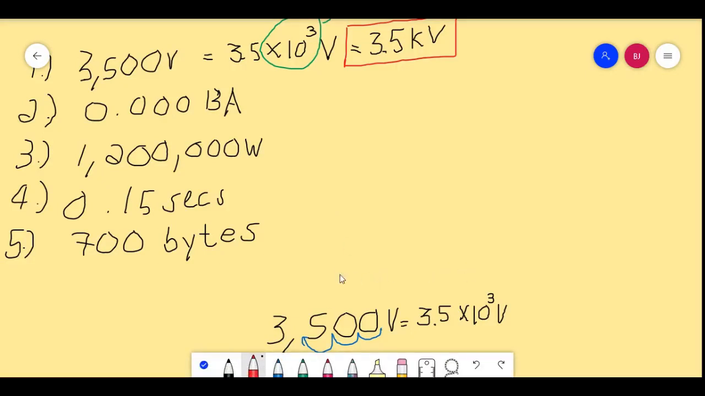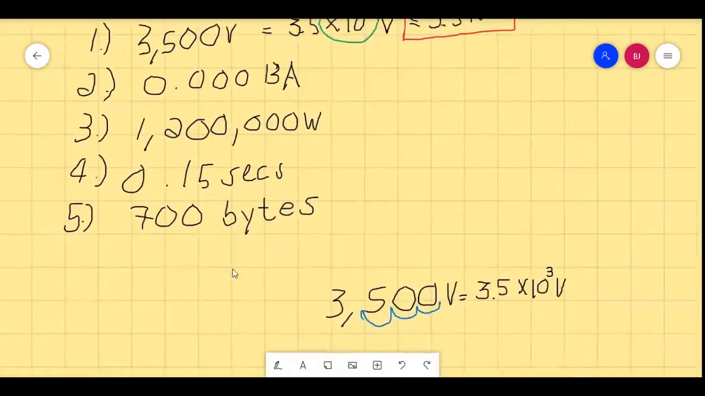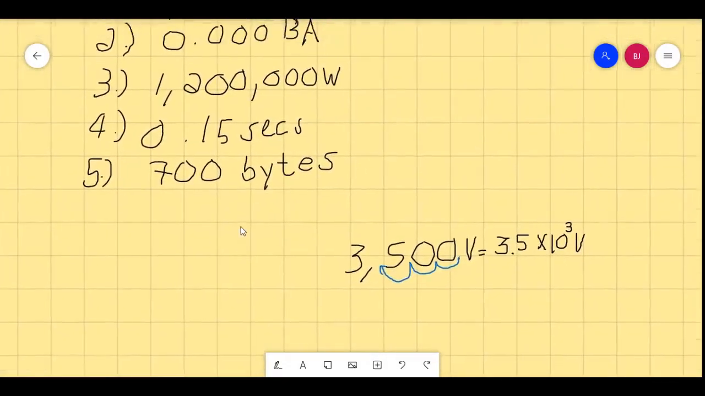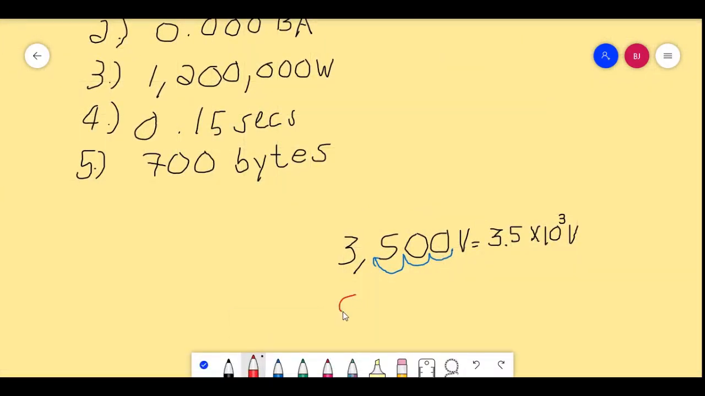Let's go on to the next number, which is 0.00013 amperes. So let's write it down here. Okay. This time it's a very, very small number. Now if you look at the left side, you might be thinking that, oh, we only have one whole number on the left, so we won't be converting this into engineering notation.